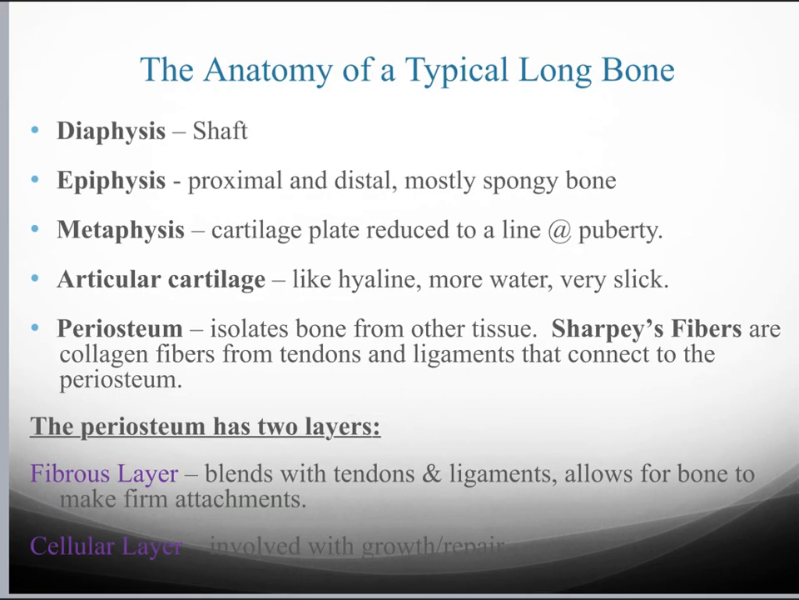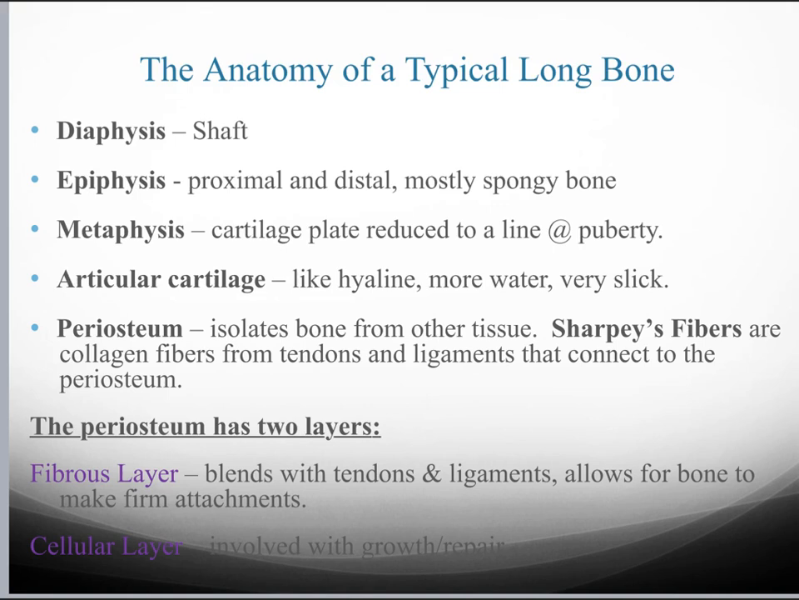Now we're going to spend some time focusing on a typical long bone. So we put this slide in as a review, as a repeat of some of the major portions. So we start again with the diaphysis, the shaft. We have the proximal and distal end of the epiphysis, or the epiphyses, which is made up mostly of spongy bone, where we're going to find the majority of our red bone marrow. The metaphysis is the middle portion. It is where we're going to find our cartilaginous plate, which is reduced to a line at puberty. So when we talk about our growth plate, where our bones are growing, this is typically where it occurs.